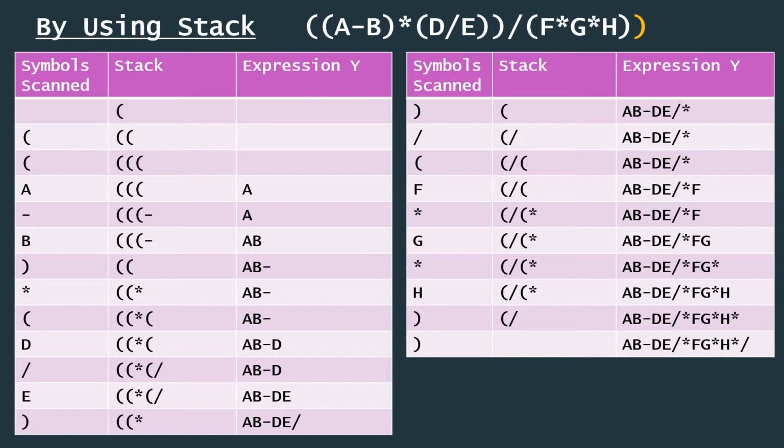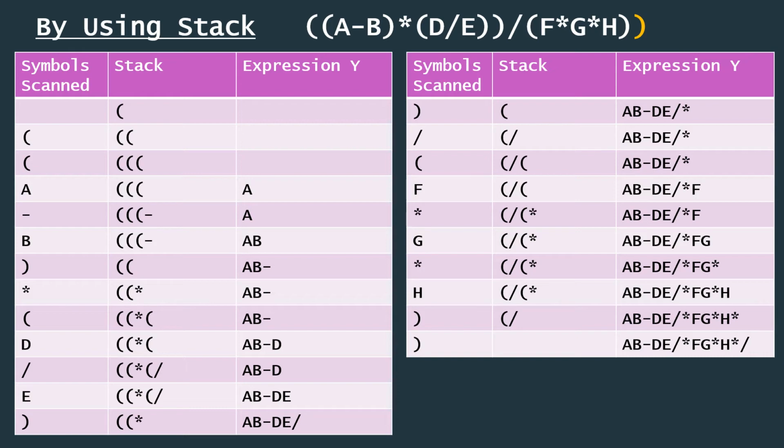Then another right parenthesis will come. In that case also the operator from the stack will be popped until a left parenthesis is reached. So there is only one operator, multiplication, that will be popped and added in the expression. Next symbol is division that will go to stack. Then left parenthesis will go to stack. F is an operand which will go to expression. Multiplication is one operator which will go to stack.